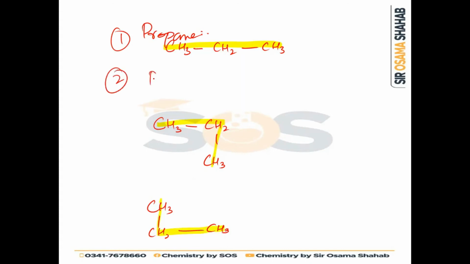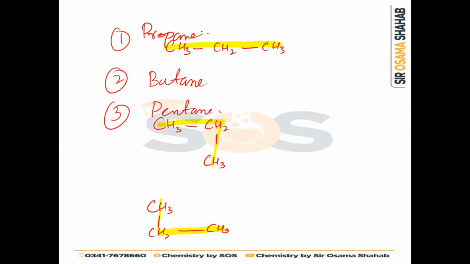But when we talk about butane, we have two isomers, two structures. When the number of carbons increases from propane to butane, we have one more carbon, so we have one more structure. If we add one more carbon in the chain, like pentane, we have one more structure. That means we have three isomers in pentane, two isomers in butane, and only one structure in propane, ethane, and methane.